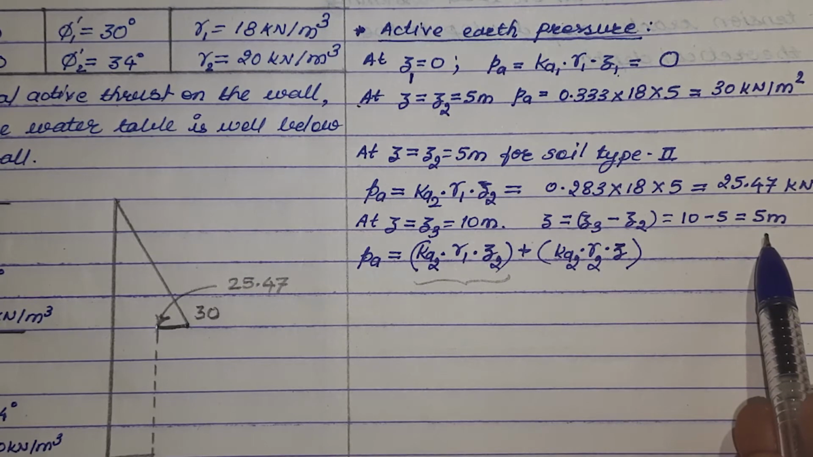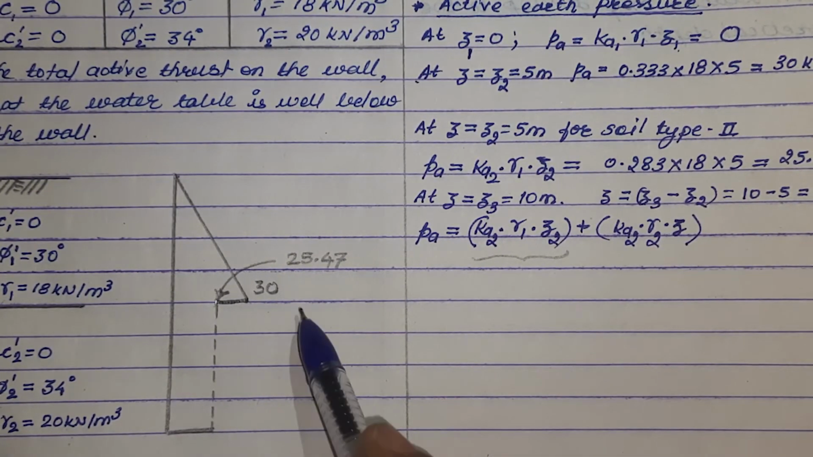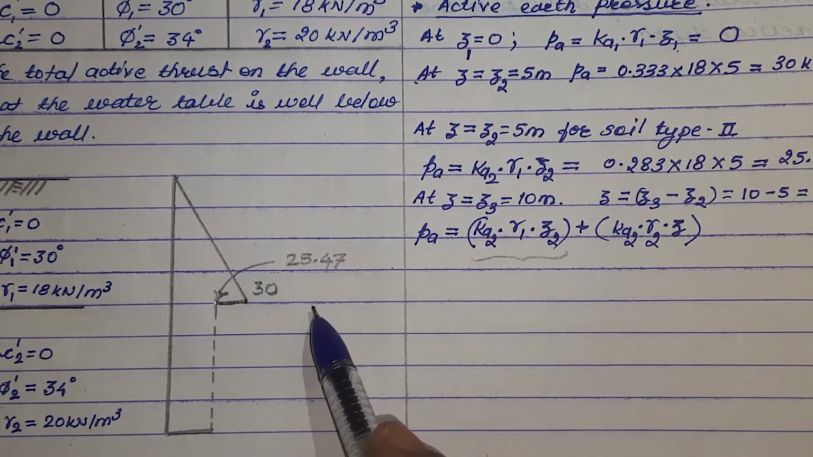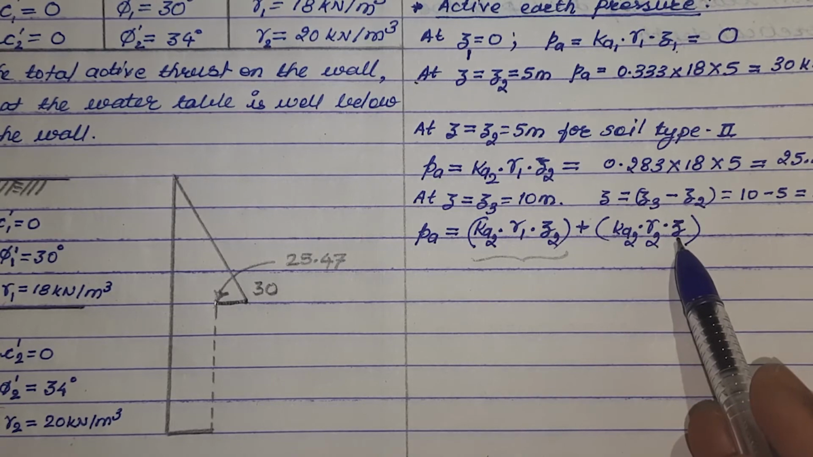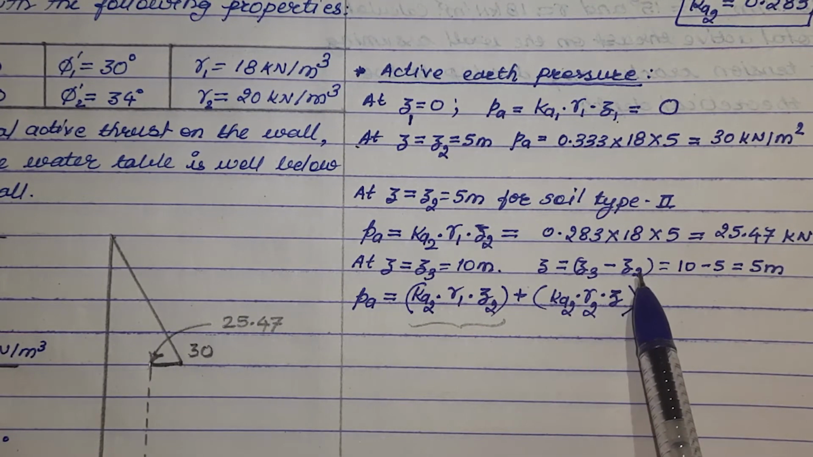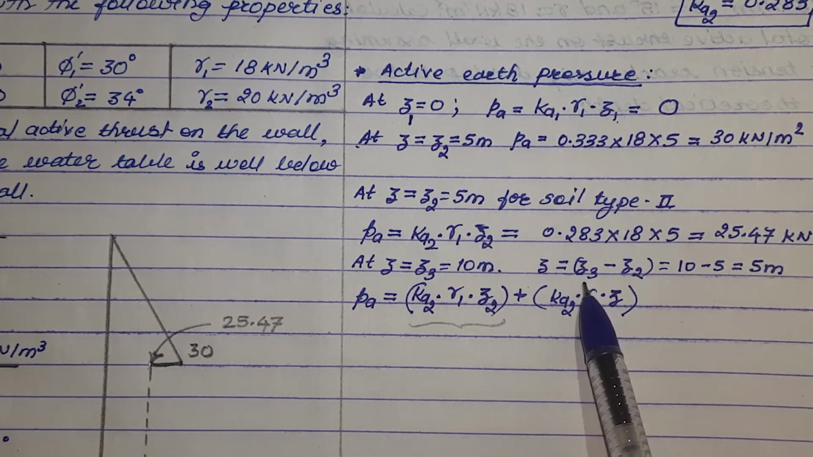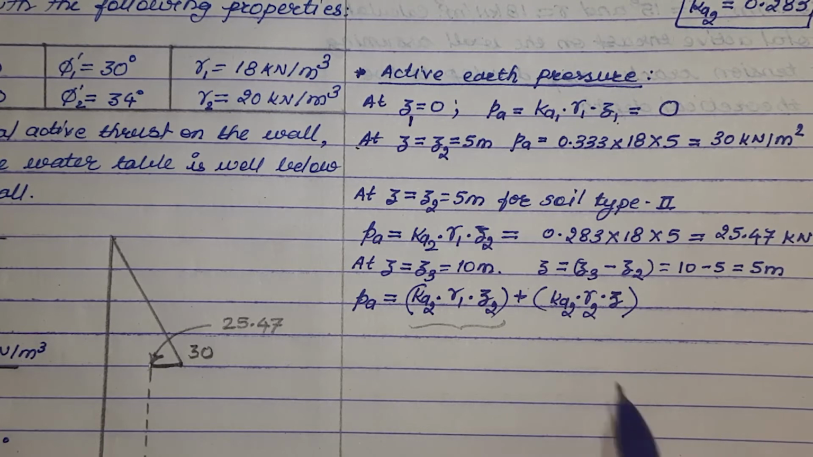Why only this 5 meter? The reason is very simple. The bottom 5 meter is the second type of soil, hence Z should be substituted as 5 meter. So how has this been arrived at? This has been arrived at by subtracting 5 meter, that is the top 5 meter, from the total height of the wall, that is Z3. Okay, so it is 5 meter.